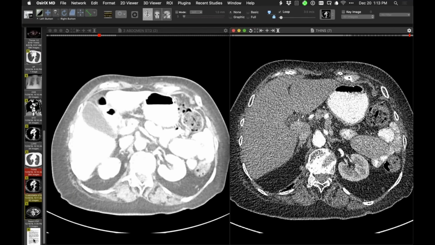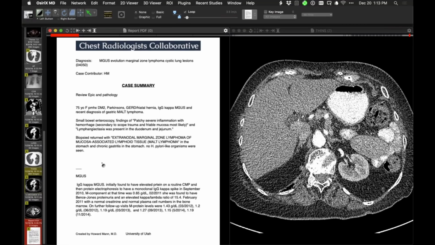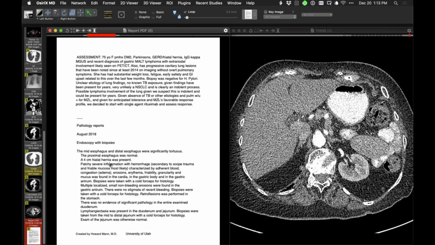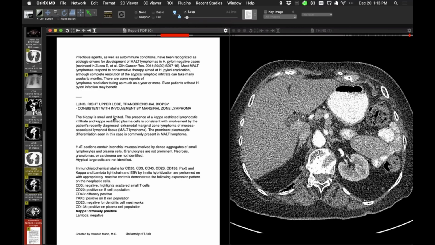So here is the pathology on both this lesion in the abdomen as well as the parenchymal disease. The patient started off many years ago with a MGUS IgG kappa, and over time, recently, she was diagnosed by virtue of a biopsy with a MALT lymphoma. So additional information about the endoscopy and biopsy of this lesion, as well as a transbronchial biopsy of a right upper lobe lesion, both showed marginal zone lymphoma.